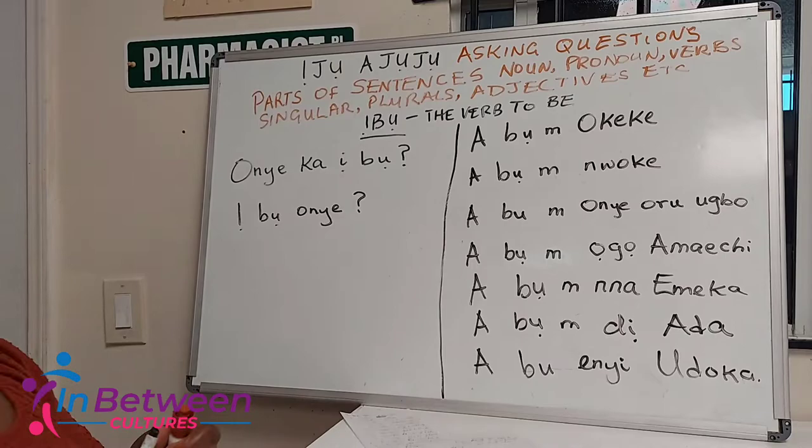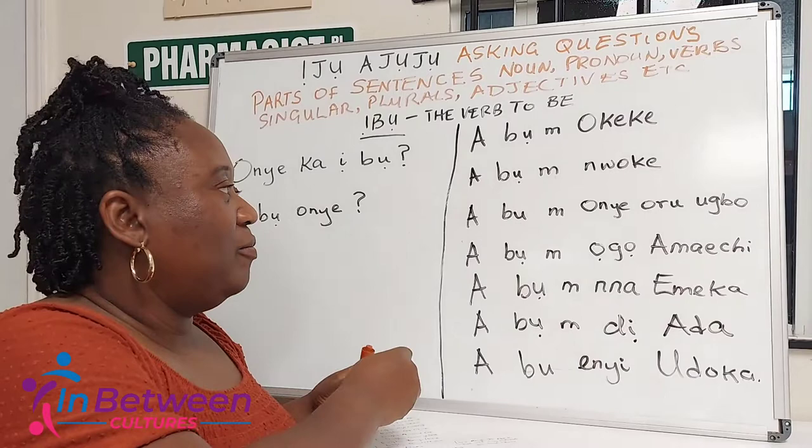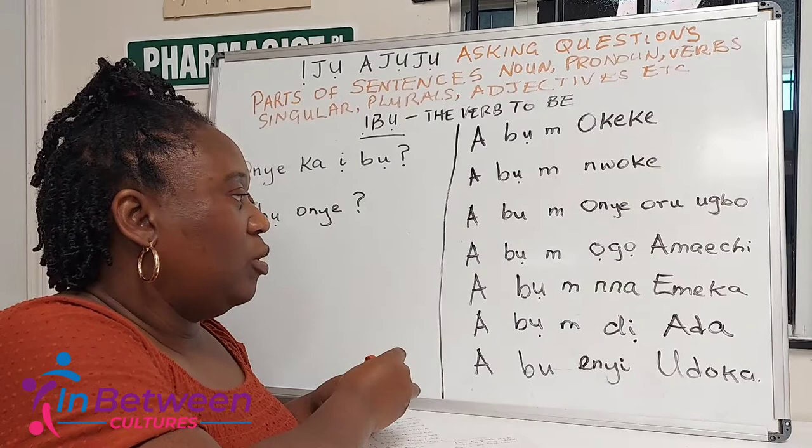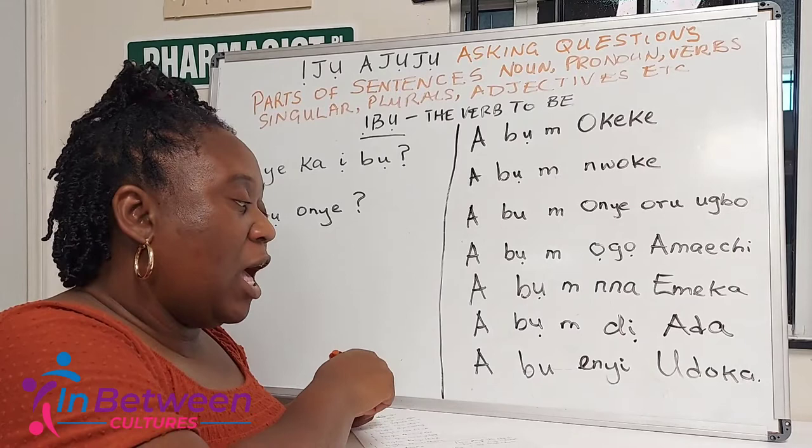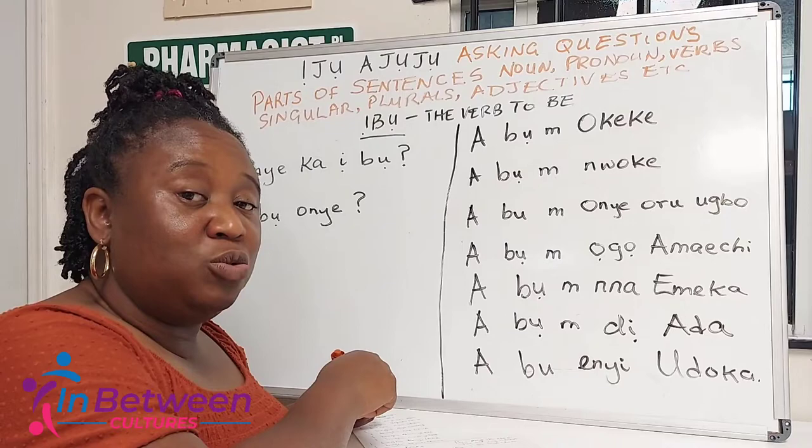Ka anyị gụkwaa ya ọzọ. Abụ m Okeke. Abụ m nwoke. Abụ m onye ọrụ ugbo. Abụ m ọgọ Amaechi. Abụ m nna Emeka. Abụ m di Ada. Abụ m enyi Udoka.